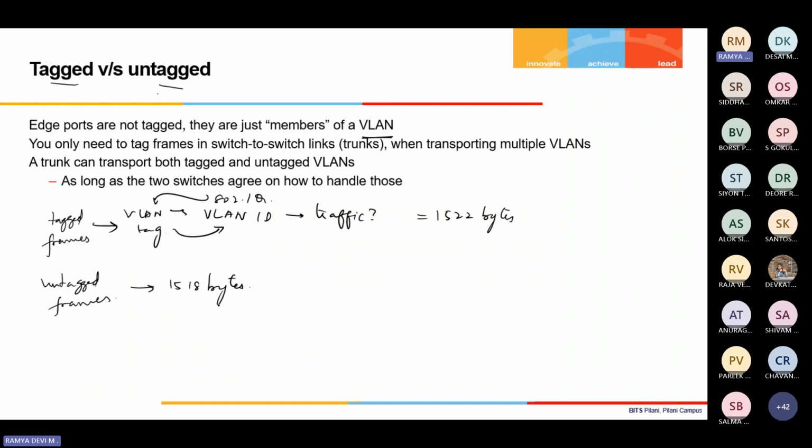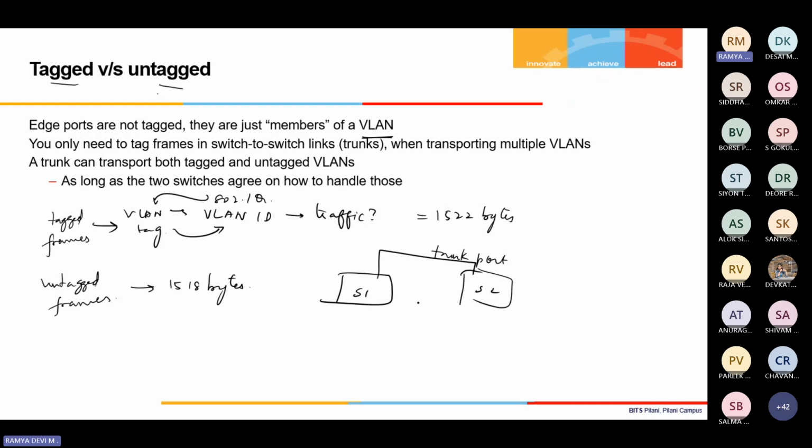The switch internally knows to which port which system is connected. So it can additionally add the tag information when it passes a frame to another switch over the trunk. If it wants to pass it, the additional 4 bytes of information will be added and it will be passed to the trunk link. So trunk ports, what is the purpose of a trunk port? A trunk port is the one which connects two switches. Switch to switch or switch to router will be connected with the help of a trunk port, which will be carrying the traffic for multiple VLANs.